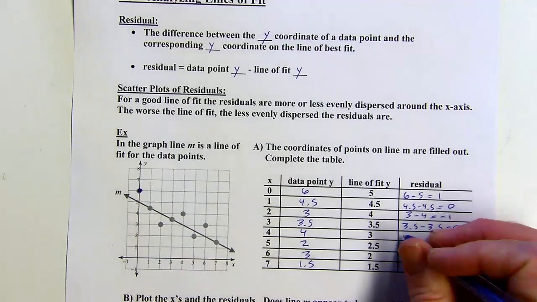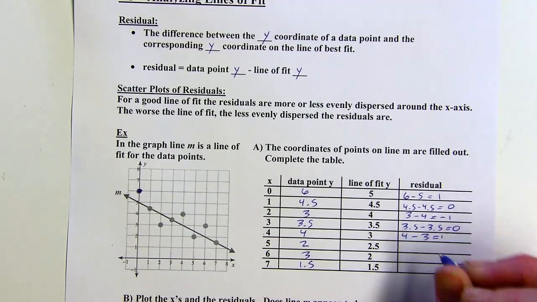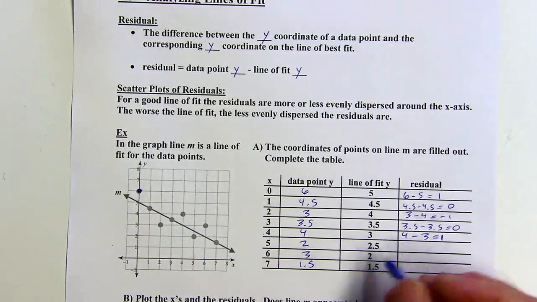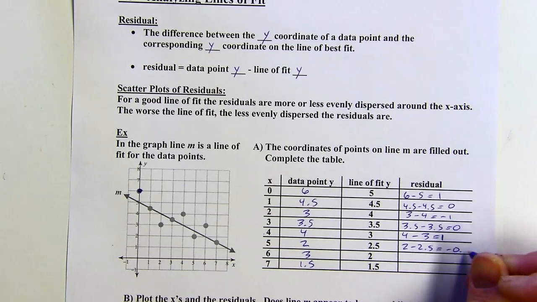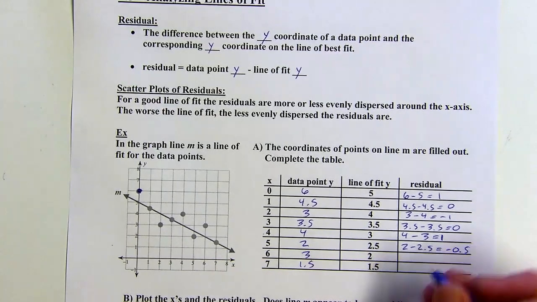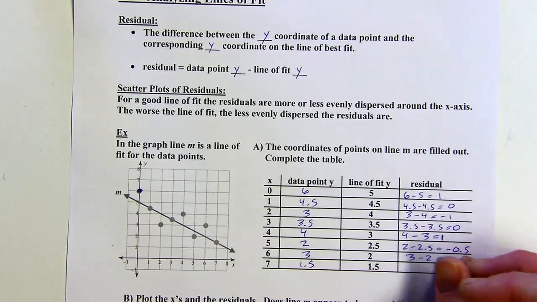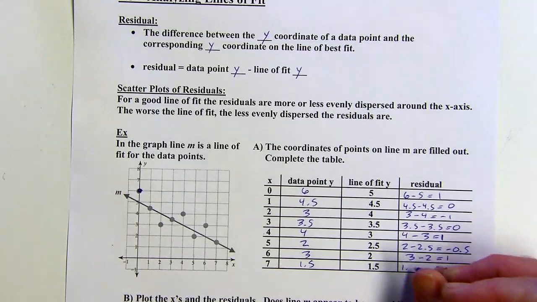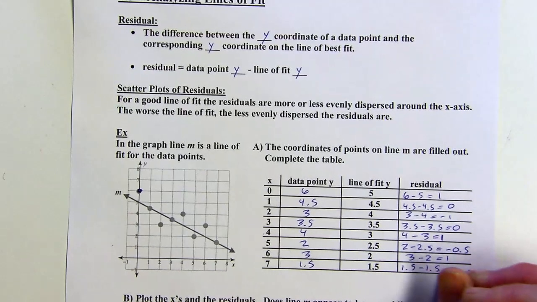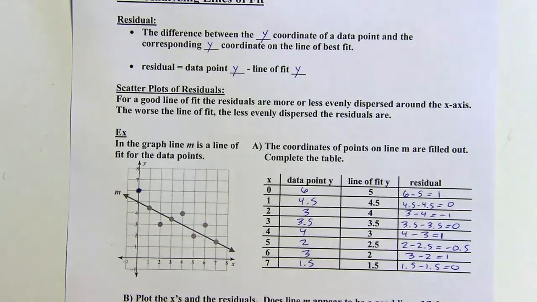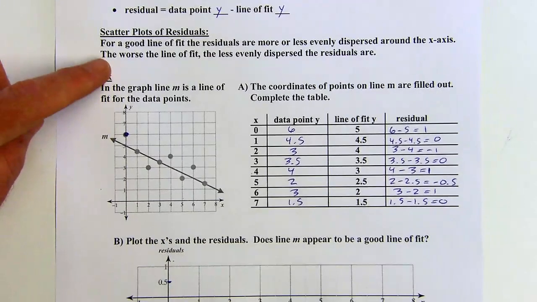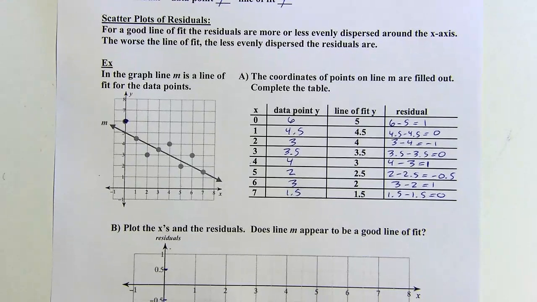3.5 minus 3.5 is 0. I've got 4 minus 3 is 1, and 2 minus 2.5 is negative 1/2, negative 0.5. 3 minus 2 is 1, and 1.5 minus 1.5 is 0. Okay, so I set up this chart so that I could just do that subtraction from left to right to find the residuals.